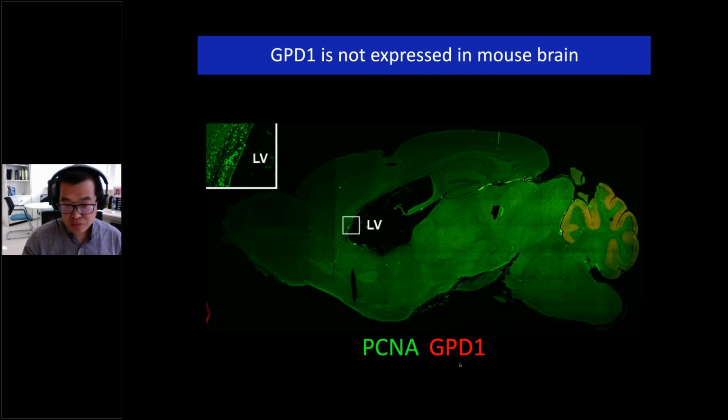And if you look at normal mouse brain, it's a sagittal section here. In the subventricular zone, where we know the stem cells stain with PCNA, as I show you, GPT-1 is not expressed. And we also know that GPT-1 knockout has no clear phenotype. The only cells reported before to express GPT-1 in the mouse brain are the cerebellar Bergmann glia cells. There we see the signal. So this is the only cell that expresses GPT-1 in the mouse brain in a way we can reliably detect.